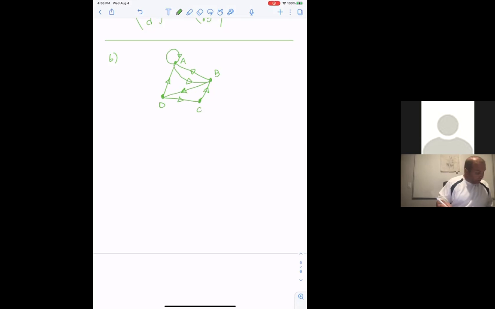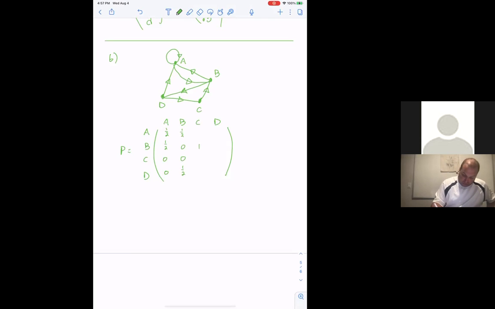So let's first find the transition matrix, A, B, C, D, A, B, C, and D. So let's see. A goes to itself, and it can also go to B. So we have 1/2, 1/2, 0, 0. B goes to A and goes to D, but not to itself or to C. C must go to B and nowhere else. But D can go to A or C. So 1/2 to A and 1/2 to C, and those are zeros.